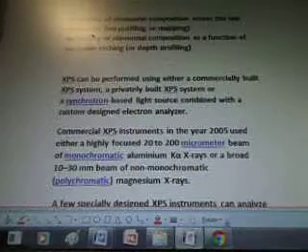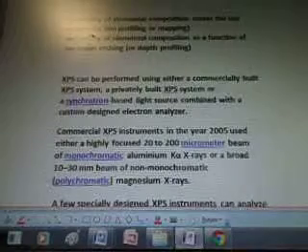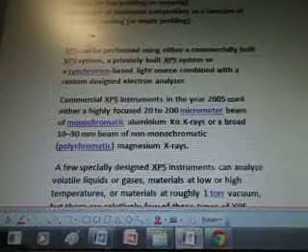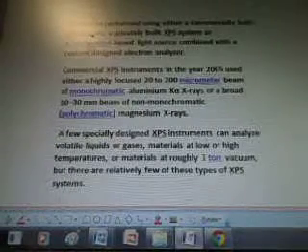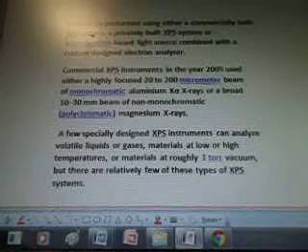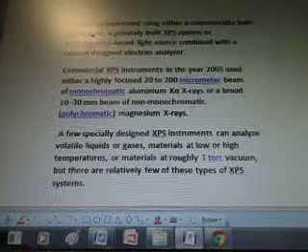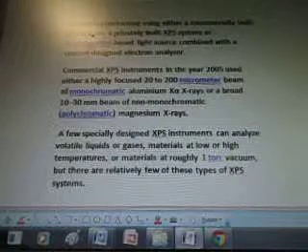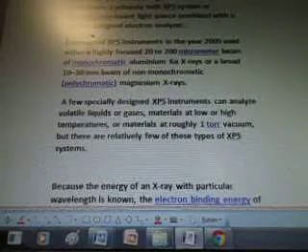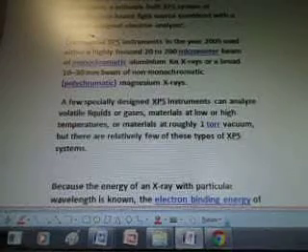XPS can be performed using either a commercially built XPS system, a privately built XPS system, or a synchrotron-based light source combined with a custom-designed electron analyzer. Commercial XPS instruments in the year 2005 used either a highly focused 20 to 200 micrometer beam of monochromatic aluminum Kα X-rays, or a broad 10 to 30 nm beam of non-monochromatic polychromatic magnesium X-rays. A few specially designed XPS instruments can analyze volatile liquids or gases, materials at low or high temperatures, or materials at roughly 1 torr vacuum, but there are relatively few of these types of XPS systems.